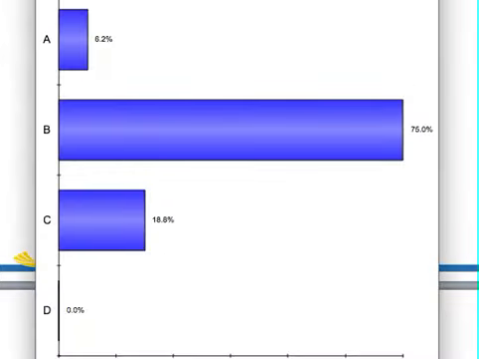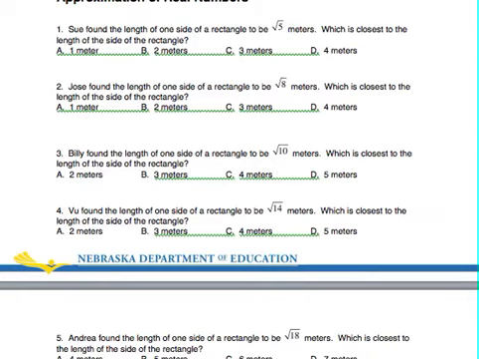Okay, so letter B. Now, for those of you that answered letter B, why did you choose letter B? Because it just floats is different. Yep, the square root of 5 is closest to 2. It's actually closest to the square root of 4. So we're looking right now to see what squares we are closest to. So let's go ahead and look at 2.